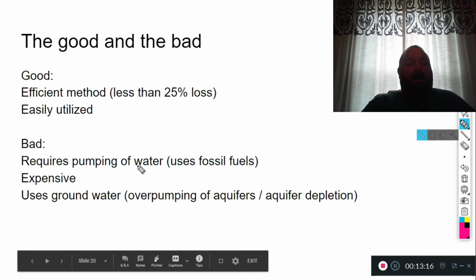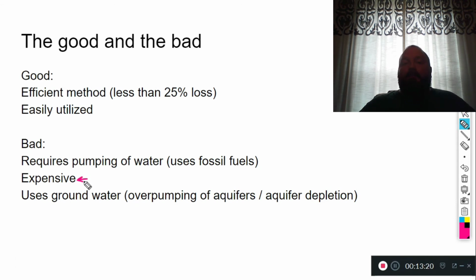The bads of it, again, it's going to be expensive. Not as expensive as drip, but we still have to buy equipment for it. So it's going to require the pumping of water, which uses fossil fuels. It's going to be expensive, and it has the ability to overuse our groundwater. Now we're going to take the water from the ground, pump it up to the surface. Since it is inefficient, we're going to be losing a lot of the water that we're putting on the fields.